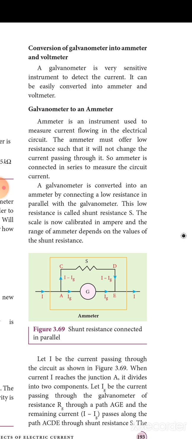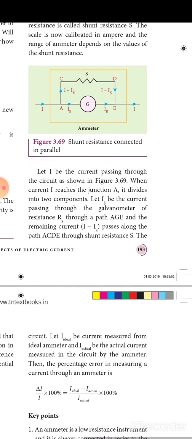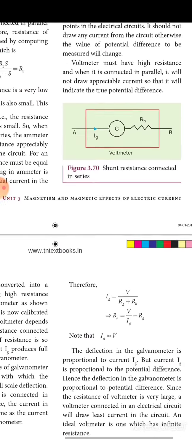In a similar way, we can connect a high resistance to the galvanometer in series combination. So the galvanometer is converted into a voltmeter. These are the conversions of galvanometer into ammeter and galvanometer into voltmeter. In a simple way, we have already discussed this very elaborately.